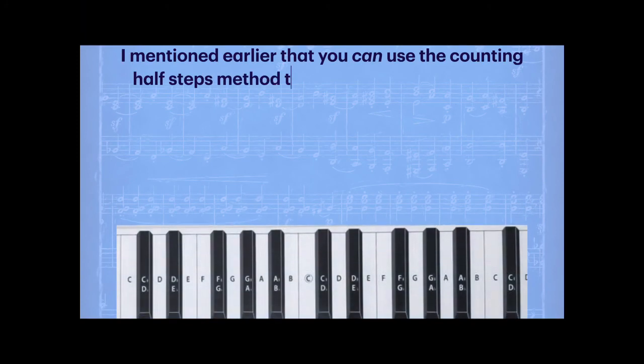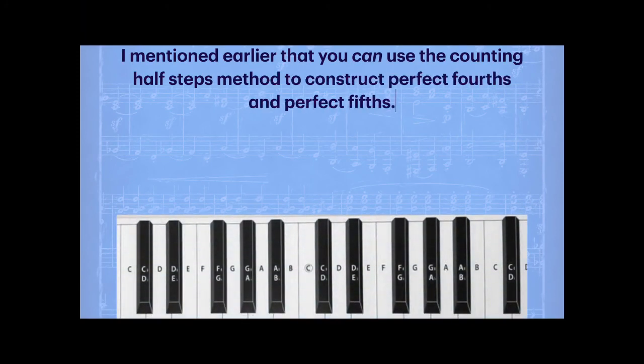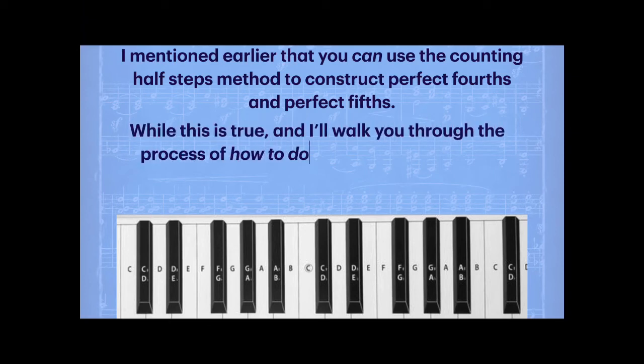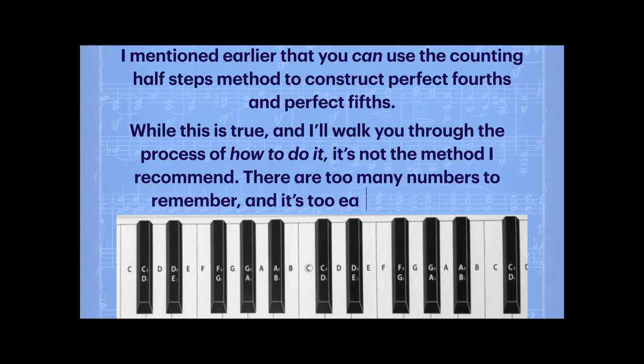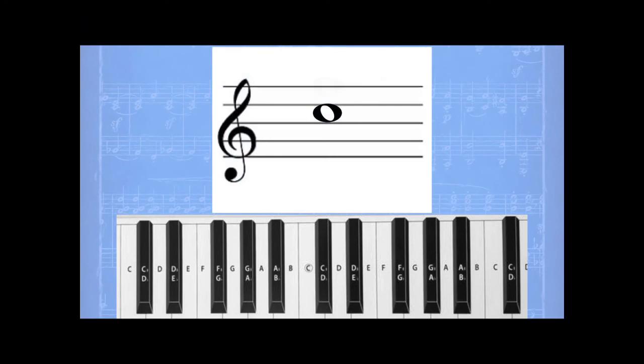I mentioned earlier that you can use the counting half steps method to construct perfect fourths and perfect fifths. Let's see how that works. While this is true, and I'll walk you through the process of how to do it, it's not the method I recommend. There are too many numbers to remember, and it's too easy to miscount. I'll demonstrate. Let's say we're starting on a C, and we're moving up to an F.